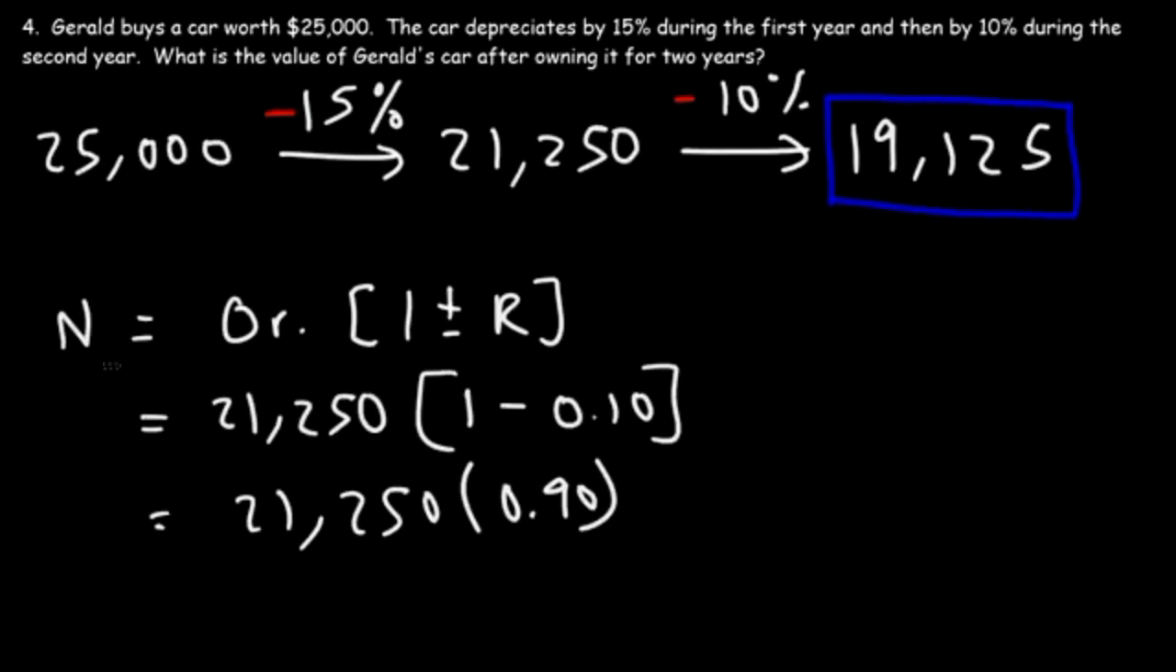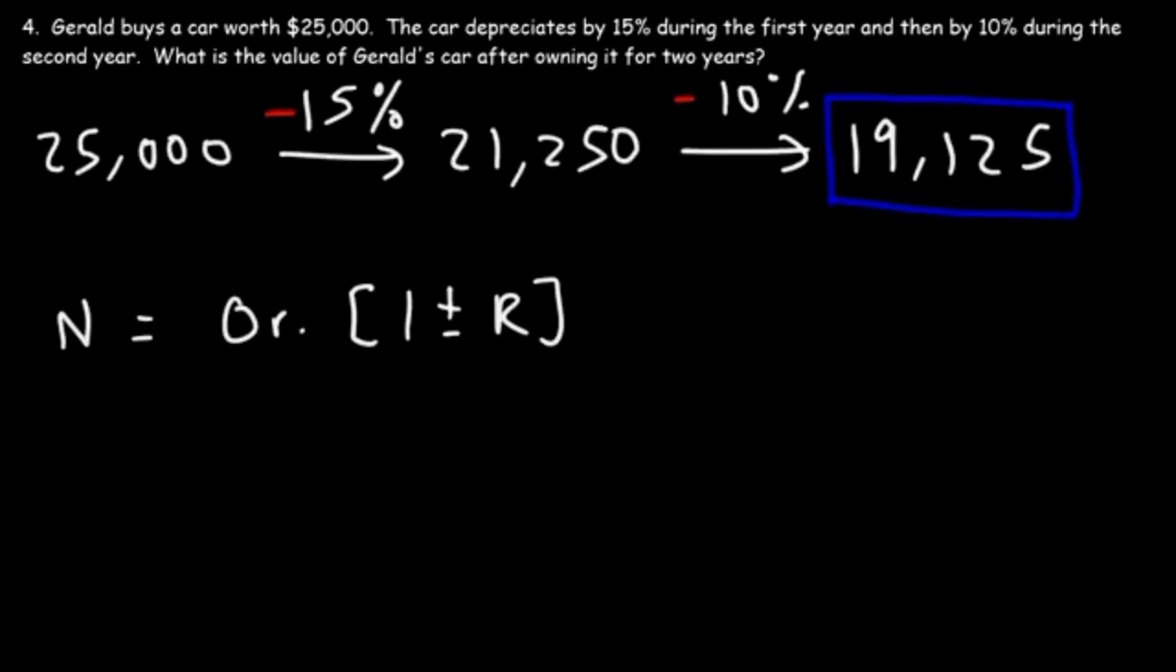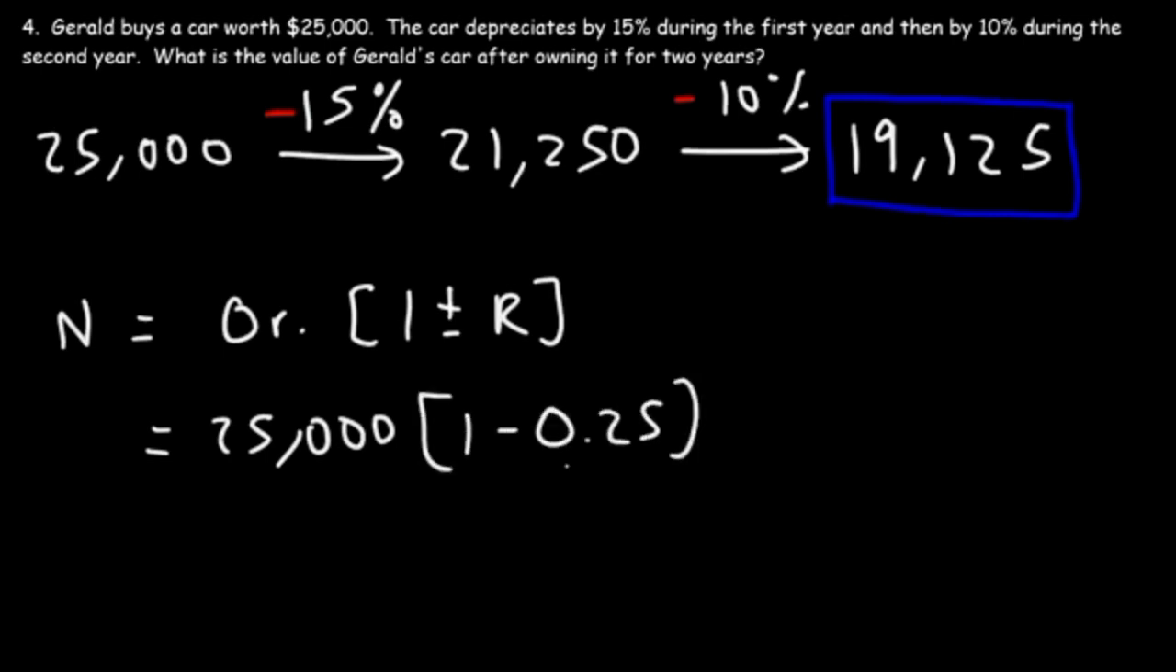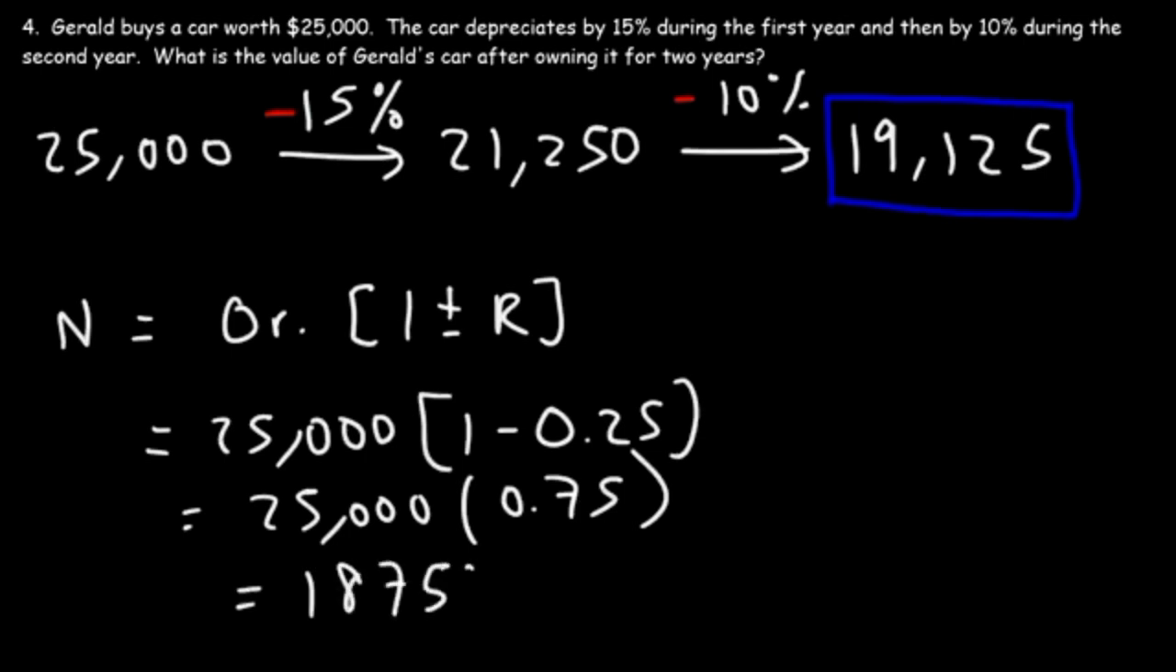Now, here's what we can't do. We should not add these two values and say that it decreases by 25%. If we did that, notice what answer we would get. Let's start with the original 25,000 number that we had. And let's say R is 25%, or 0.25. So basically, we have to calculate 75% of 25,000. And this will give us a different answer, 18,750. As you can see, it's not the same as this one. So just keep that in mind.